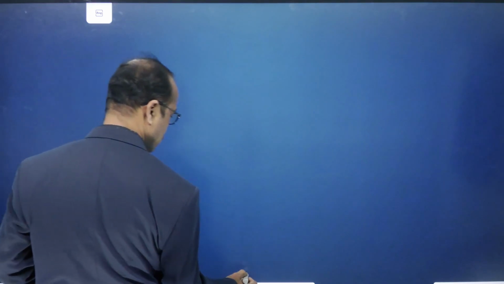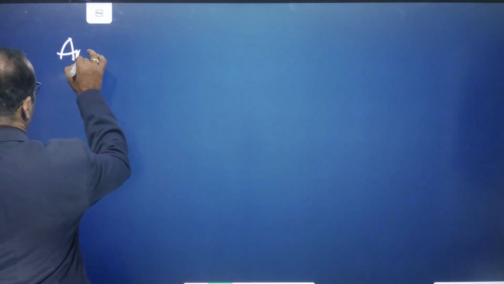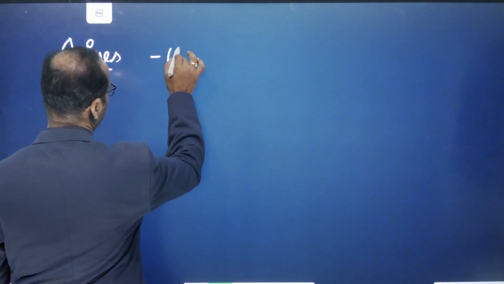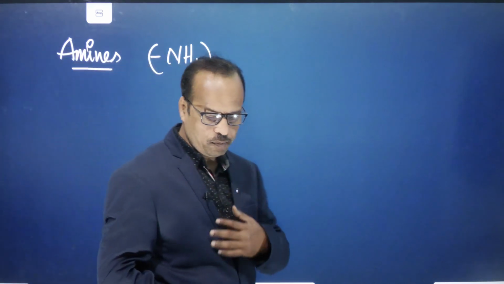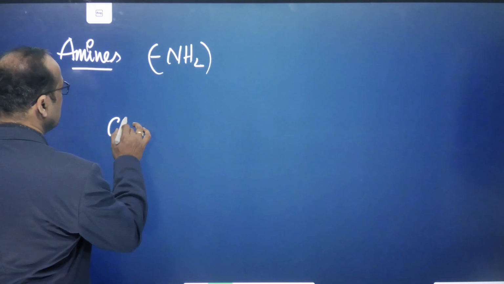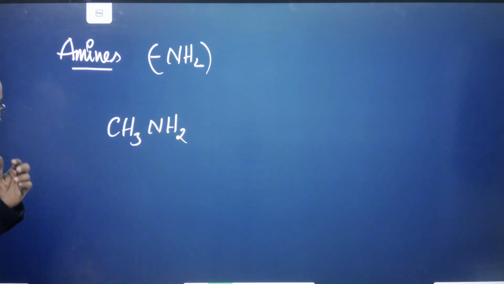So first let us see the amines. An amine is a compound which consists of the NH2 functional group. When you give the name of the amines, how can we give? For example, see the nomenclature of CH3NH2. Here, how many carbons are there?